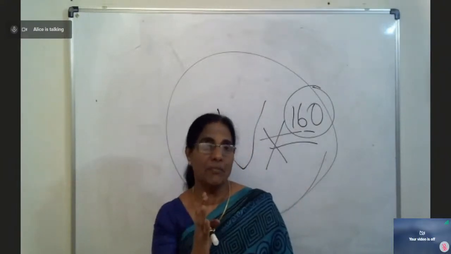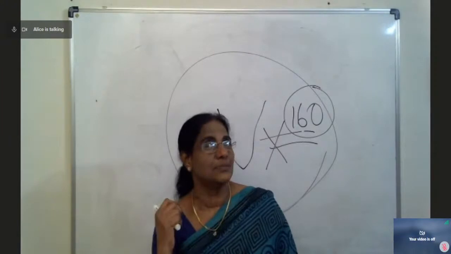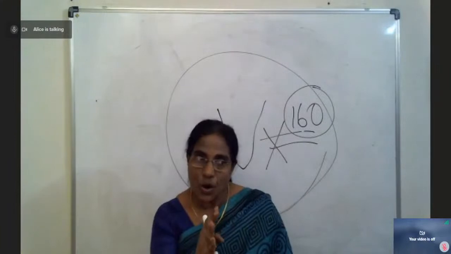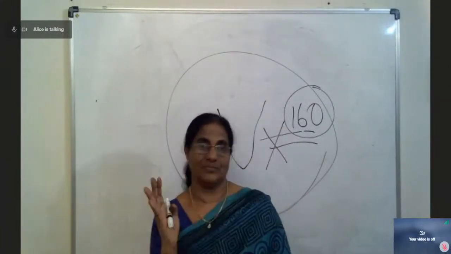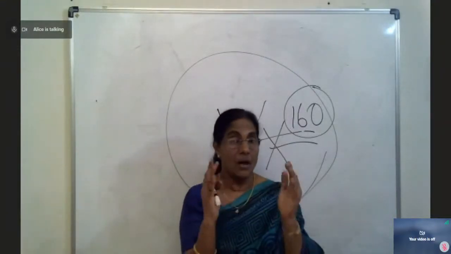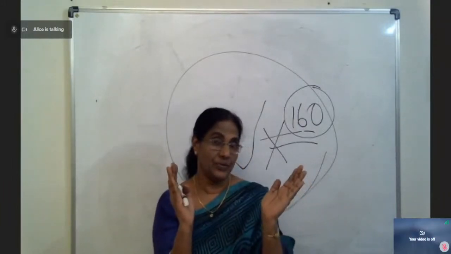So non-tariff barrier is a subset. You have studied subset theory, isn't it? Non-tariff barrier is a subset of non-tariff measure. Then what is the intention of non-tariff barrier? Protection. Protect my domestic industry from competition. Right?